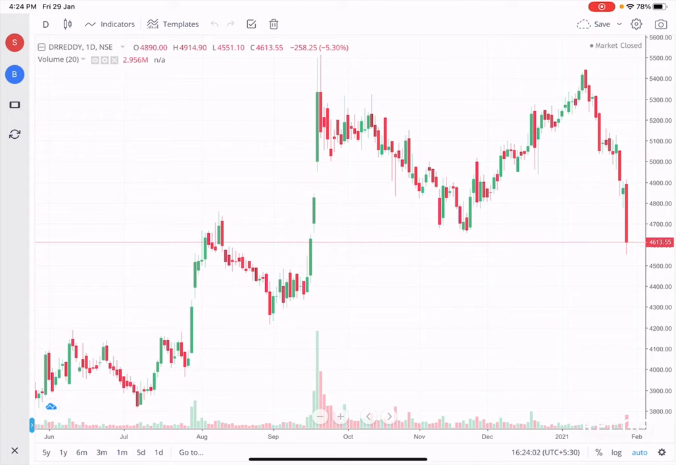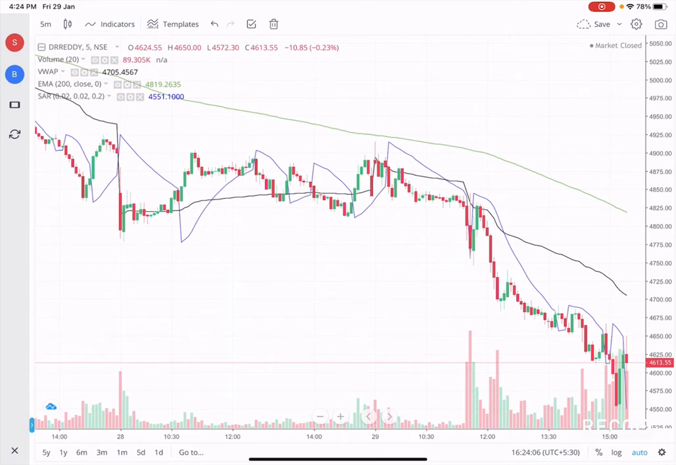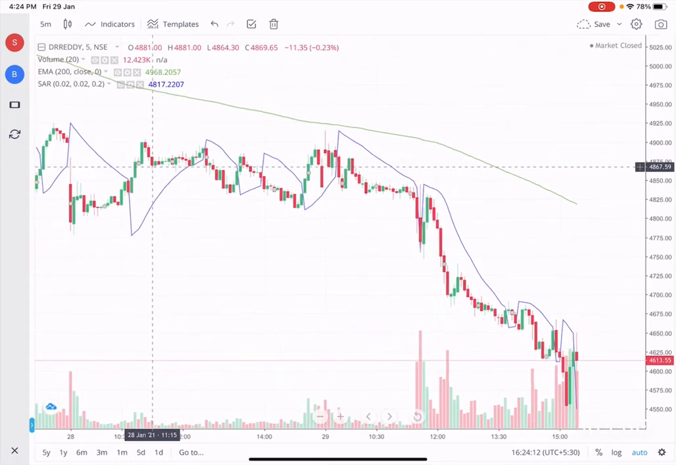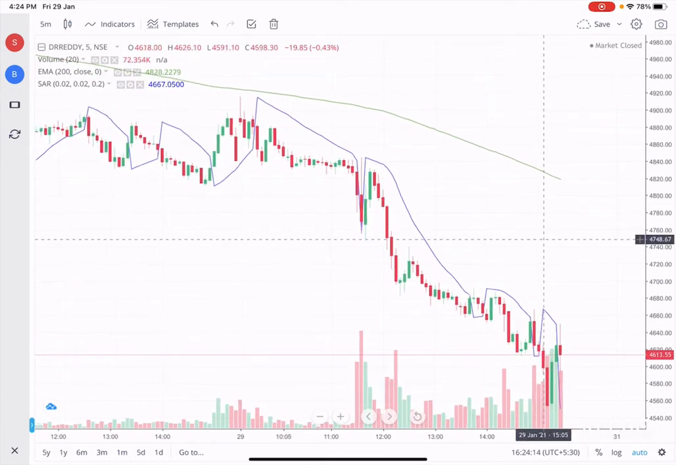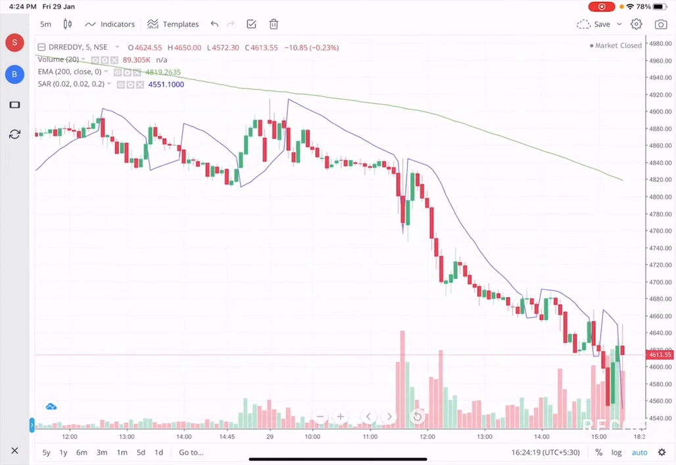Okay, let's go. I already created a template for that, using Zerodha. So this is what the setup is. Dr. Reddy's is clearly trading below the 200 EMA of the 5 minutes chart, and SAR is above the price.